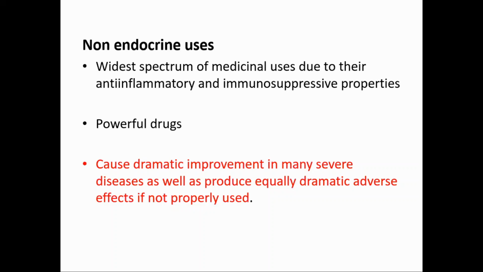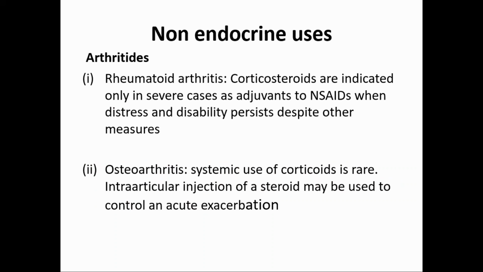So it is a very potent drug, but it has high chances of causing a wide spectrum of adverse drug reactions. So the use of corticosteroids should be very cautious. So what are the different non-endocrine uses of these corticosteroids? They are used in different forms of arthritis, like rheumatoid arthritis.